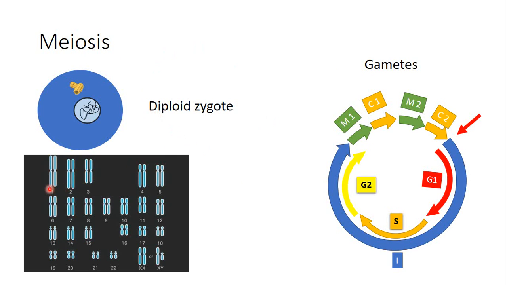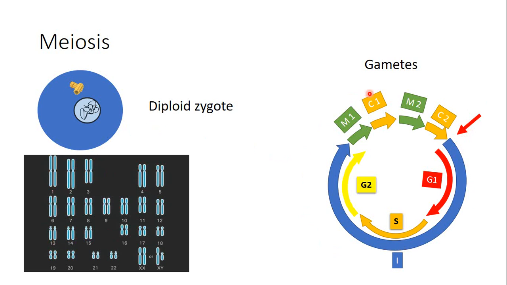In the meiosis, I start with a diploid zygote, a diploid cell. A diploid means that there are pairs of chromosomes, so I have two sets of 23 chromosomes, one paternal and one maternal, and the chromosomes are paired. This is the diploid. This is what I had at the beginning of the cell cycle.